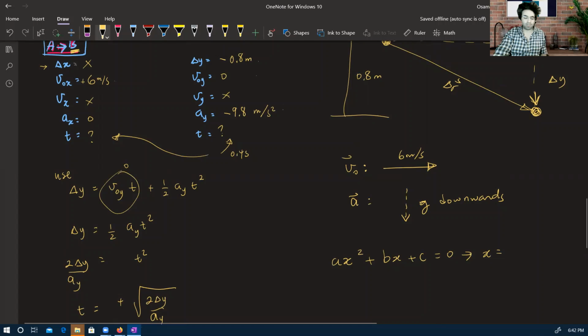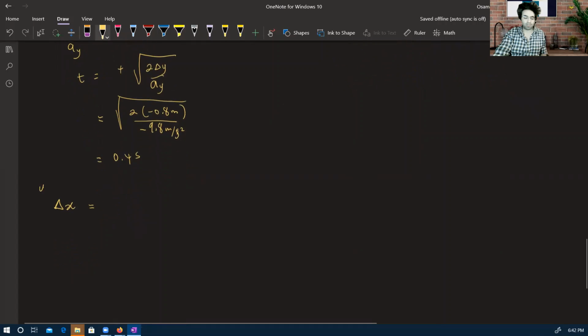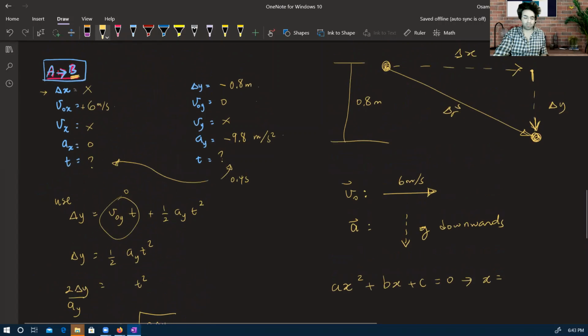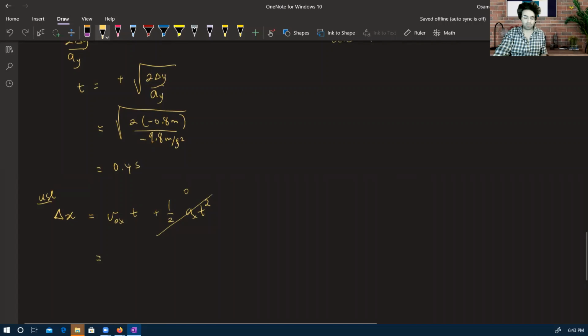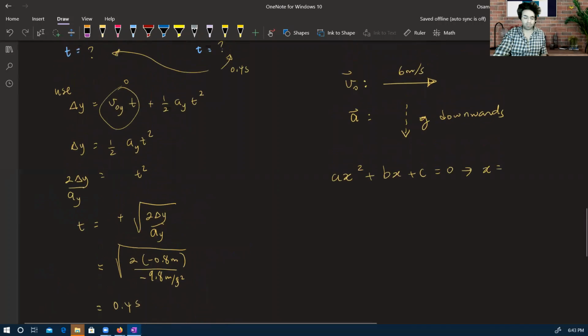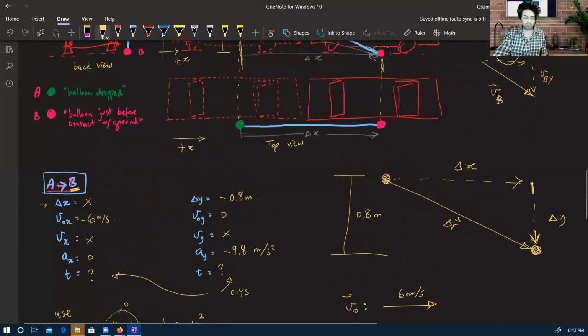I don't know the final velocity, so I can use the same equation that I used before for the Y, but now for delta X: V naught x t plus half the acceleration times the time squared. But this time the acceleration is zero, so this whole term goes away and I'm left with delta X is the initial velocity in X times the time. So that's 6 meters per second multiplied by the 0.4 seconds. So 6 times 0.4 would be 2.4 meters. So we'll take 2.4 meters in this side here.